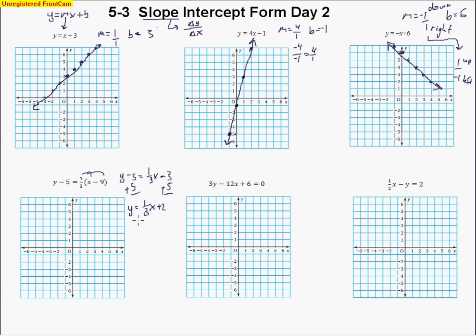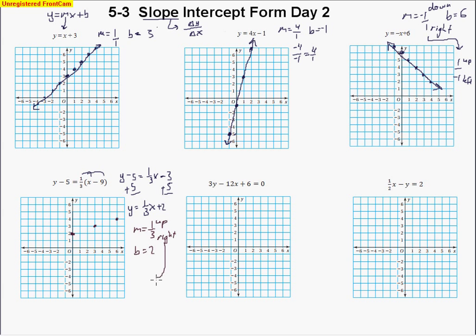So here my slope is 1/3. My y-intercept is positive 2. So I'm going to start at positive 2 and use the slope. This time the slope is 1 over 3, which means go up 1 and then right 3 spaces. So up 1, right 3 spaces. Up 1, right 3 spaces. I can also go the other direction.